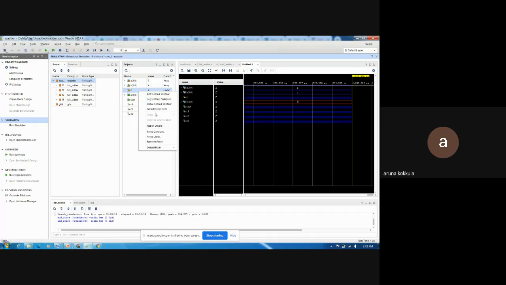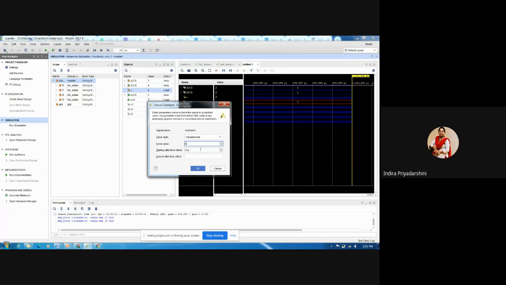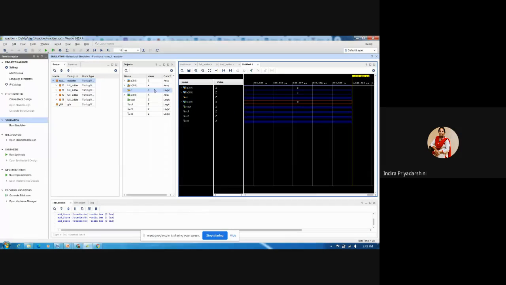Initial carry as 0, is it 1? Okay. Let's see 0, 7. I think for 10 microseconds. No intermediate carries. I think I did not check the full adder there, ma'am.